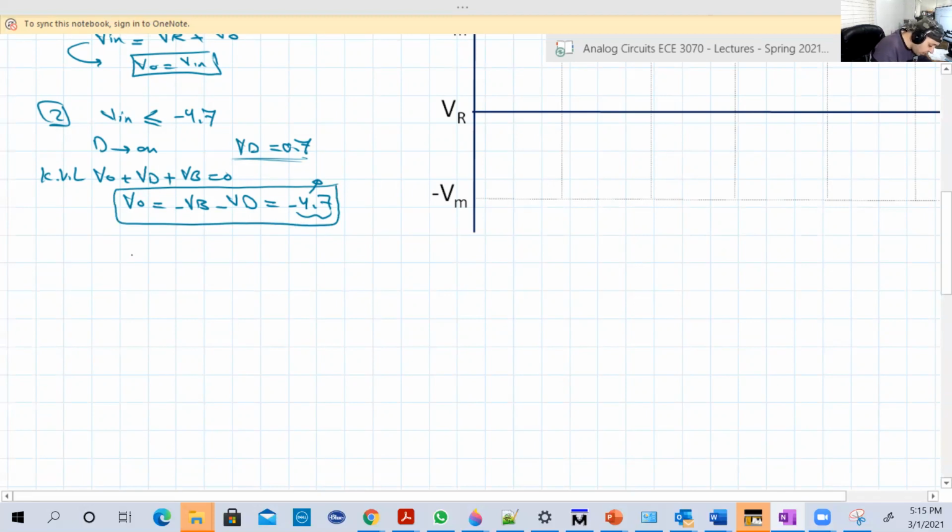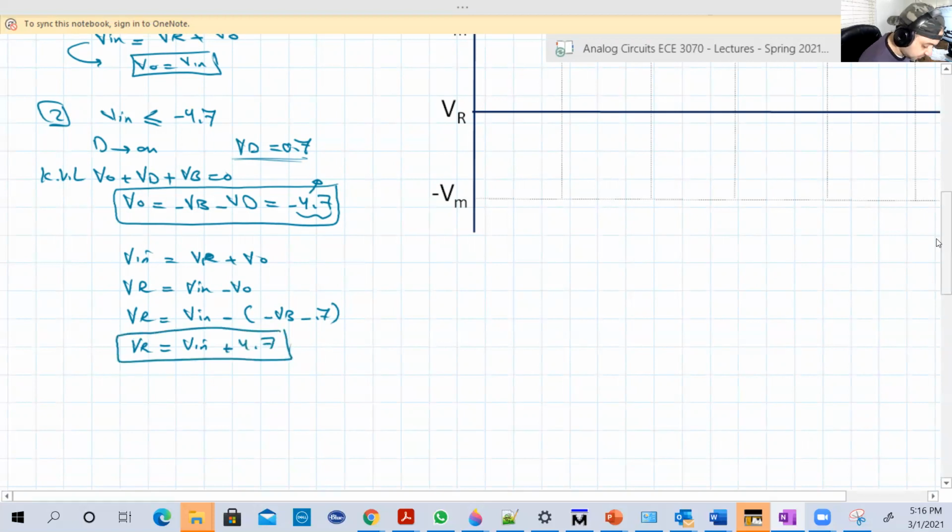Now the second unknown, which is VR. Again, V input equals VR plus VO. So VR is equal to V input minus VO. So VR equals V input minus VB minus 0.7. I'm just putting it in the parameterized way, or V input plus 4.7.